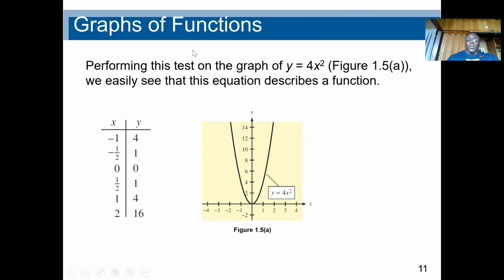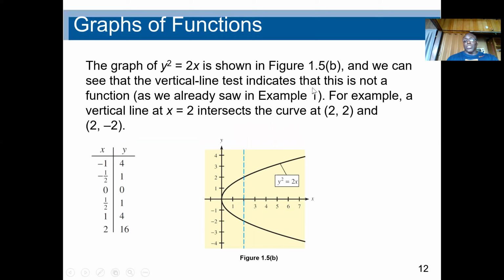So from here, we plot our graph. Again, we plot a graph of y equal to 4x squared. So we make up our values of x from -4 to +4. Then we substitute each x value to get the y. Then we plot. Our goal is to test if it's a function or not.